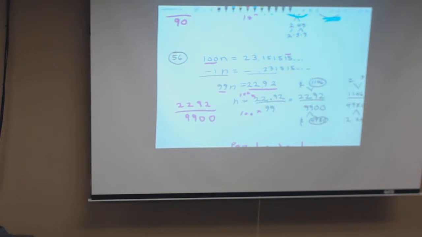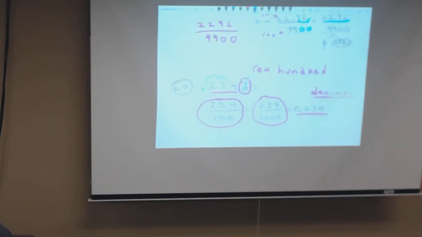Same thing again. He gives you 2 things that repeat, so I use 100. Then I come up with 99 equals 22.92. So now I have 22.92 over 99, which would be 2292, move it over 2 places, over 9,900, 9,900.